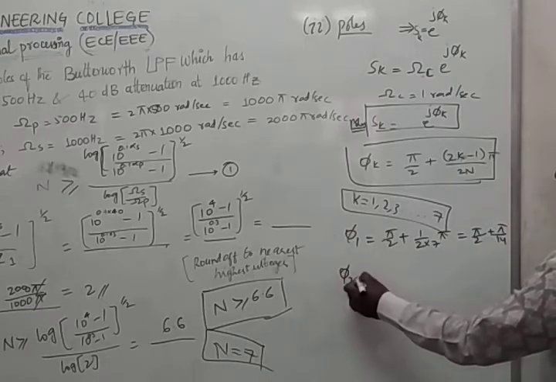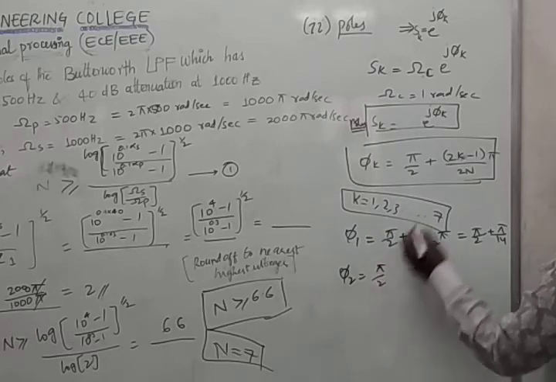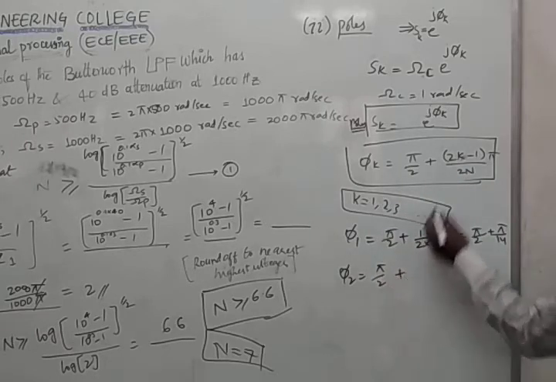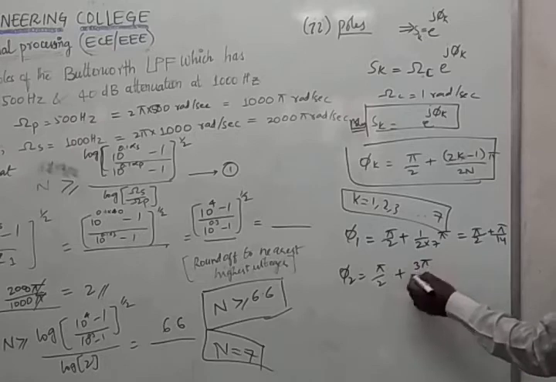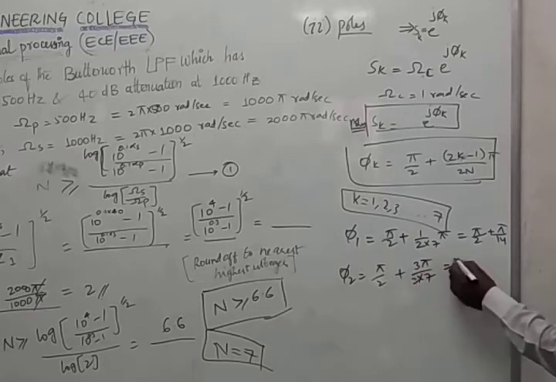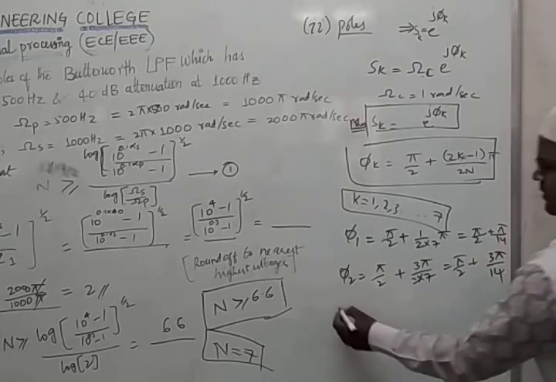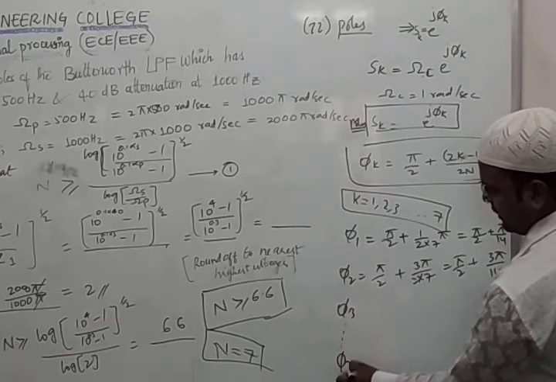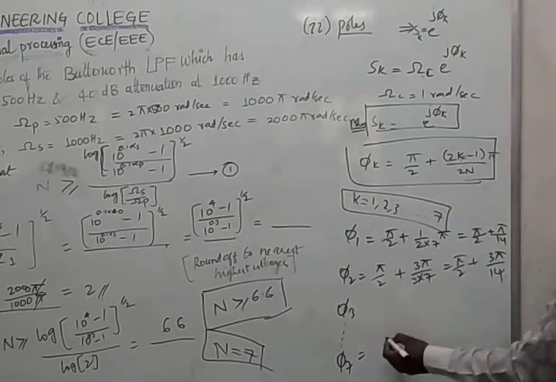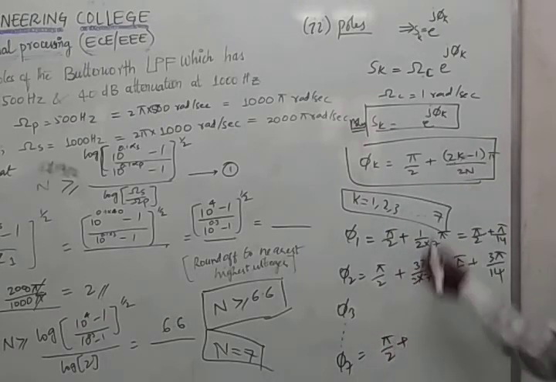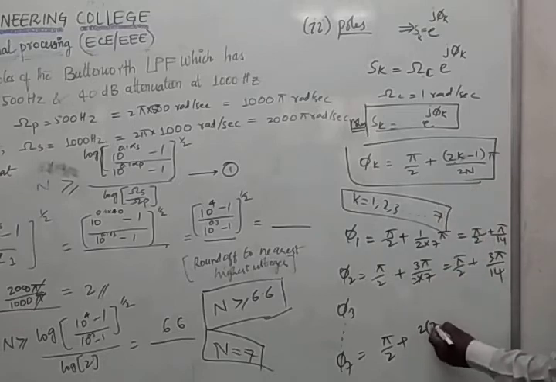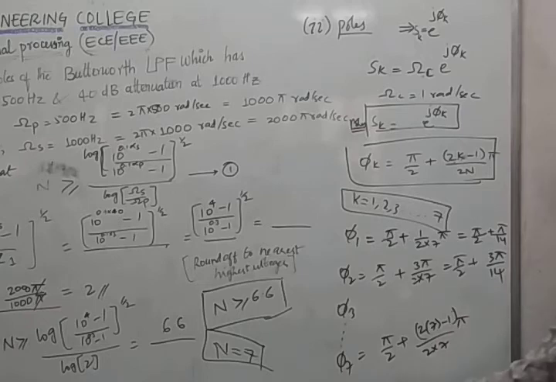Similarly, phi 2. What is phi 2? Pi by 2 as it is. Wherever k is there, we substitute 2. Plus 2 twos are 4, 4 minus 1 is 3, pi by 2 into 7. So pi by 2 plus 3 pi by 14, since 2 sevens are 14. Next phi 3. Likewise, I can find phi 7. What is phi 7? Pi by 2 plus (2 into 7 minus 1) by 2 into 7 of pi. So I can write pi by 2 plus 13 pi by 14. That is phi 7.